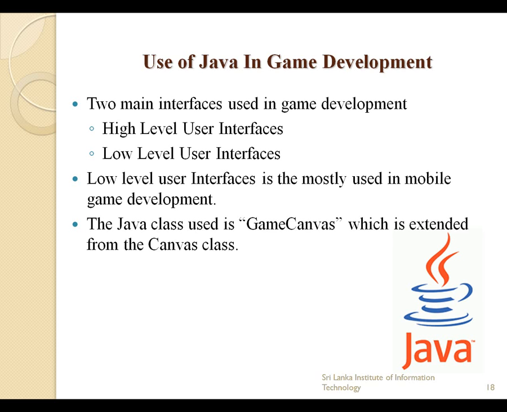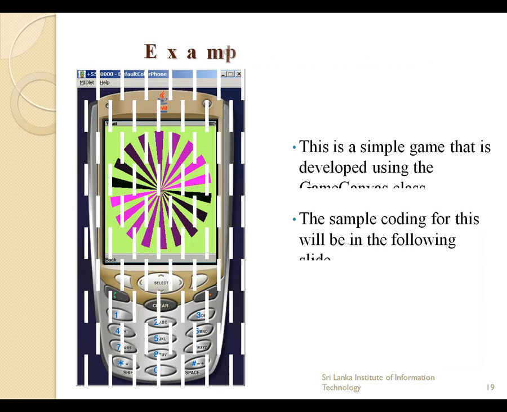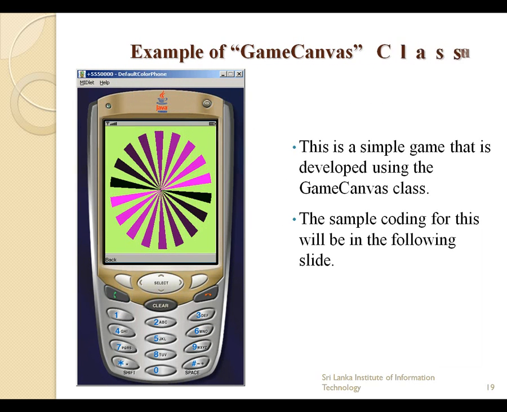At the beginning, I told that Java is commonly used for game development. Let's see how and what Java classes are used for game development. The main Java class used is the GameCanvas class, which is extended from the Canvas superclass. Most of the methods in the GameCanvas class are used in gaming. Most of the early commercial applications developed on the J2ME platform were games.